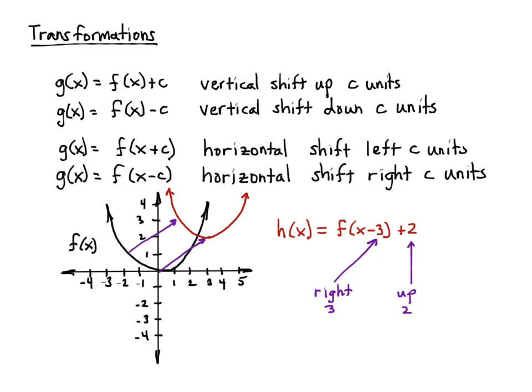Sometimes the vertex or the point or some feature of the graph is the easy one to see that it moves. But any given value in there has a corresponding value that's transformed over to our new function.